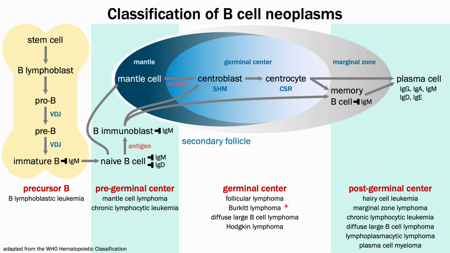Follicular lymphoma, Burkitt lymphoma, and Hodgkin lymphoma are germinal center derived, whereas diffuse large B-cell lymphoma is this kind of grab bag of 17 types in addition to diffuse large B-cell lymphoma not otherwise specified. So some of them are germinal center and some of them seem to be post-germinal center. Hairy cell leukemia seems to derive from a memory B-cell, marginal zone lymphoma from the marginal zone, and lymphoplasmacytic lymphoma and plasma cell myeloma are plasmacytically differentiated B-cell neoplasms.